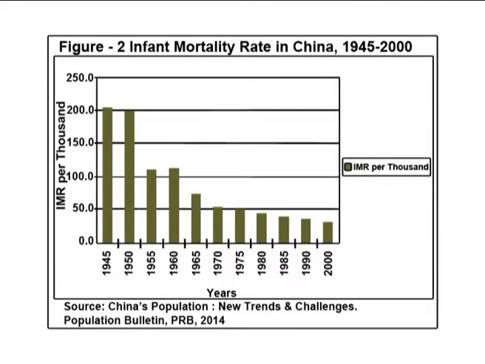Figure 2 shows the infant mortality rates per 1,000 in China between 1945 and 2000. It can be clearly seen through the declining height of the bars that the rate has been declining. It was around 200 in 1945 and declined afterwards. It reached up to 50 and reduced to almost half in 2000. This indicates better health and improving life expectancy.